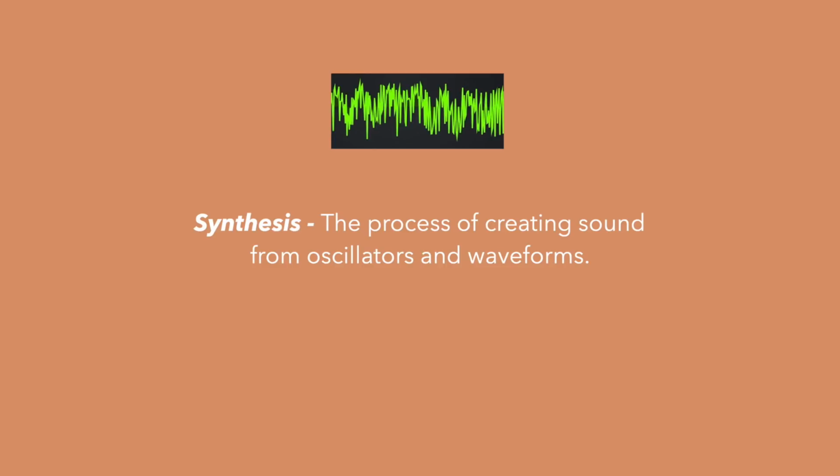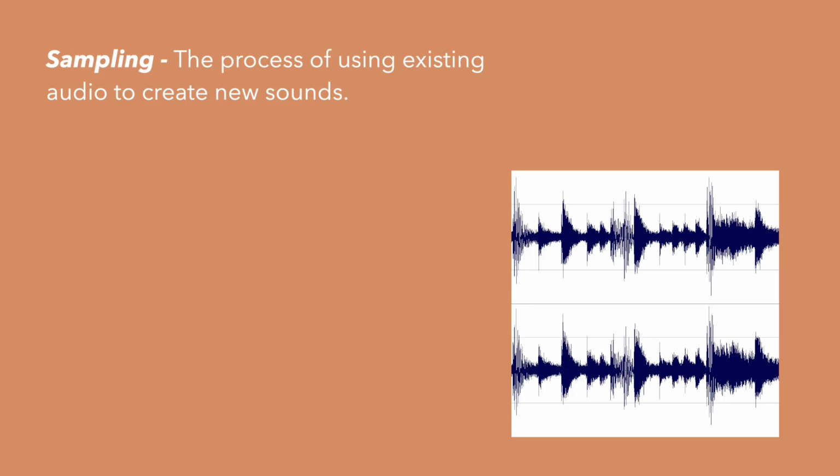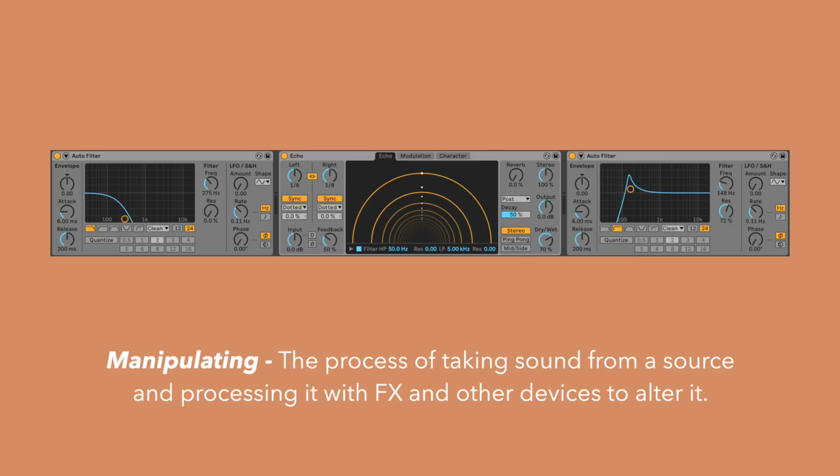Synthesis, the process of creating sound from oscillators and waveforms. Recording, the process of capturing acoustic sounds. Sampling, the process of using existing audio to create new sounds. And manipulating, the process of taking a sound from a source and processing it with effects and other devices to alter it. Now, sound design may just be one part of electronic music production, but it is a very broad and multifaceted art form. So we know what sound design is, but how do we learn it?